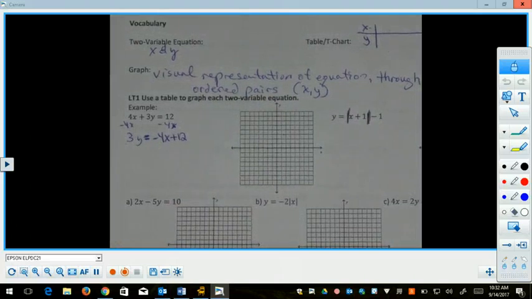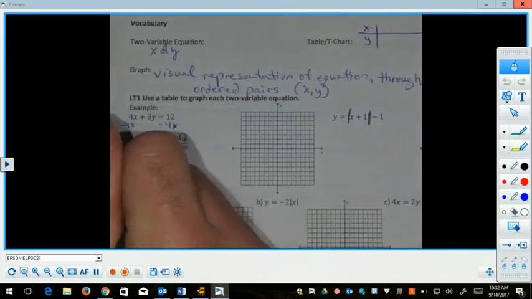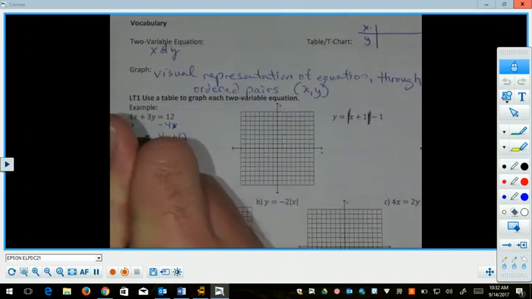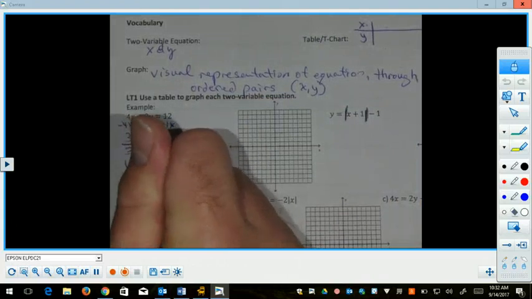What should I do now? Macy, what should I do? Divide by 3, yes. Divide every term by 3, and we have the equation y equals negative 4/3 x, or negative 4/3 times x, plus 4.